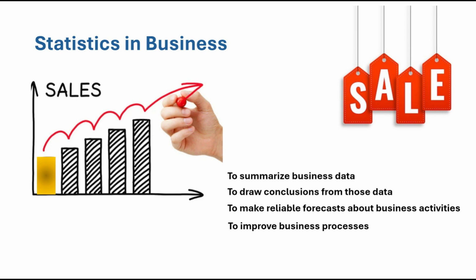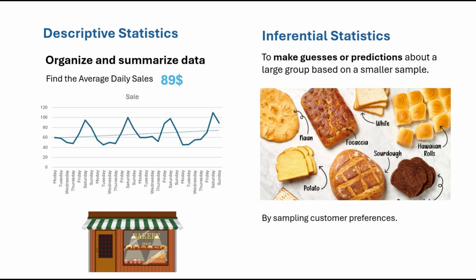This is why many businesses use statistics to summarize data, draw conclusions, forecast what may happen next, and improve their decisions. There are two main types of statistics: descriptive and inferential. Descriptive statistics is used to organize and summarize data that we already have. For example, a bakery may look at its daily sales and find that the average daily sale is $89. This helps the owner understand past performance.